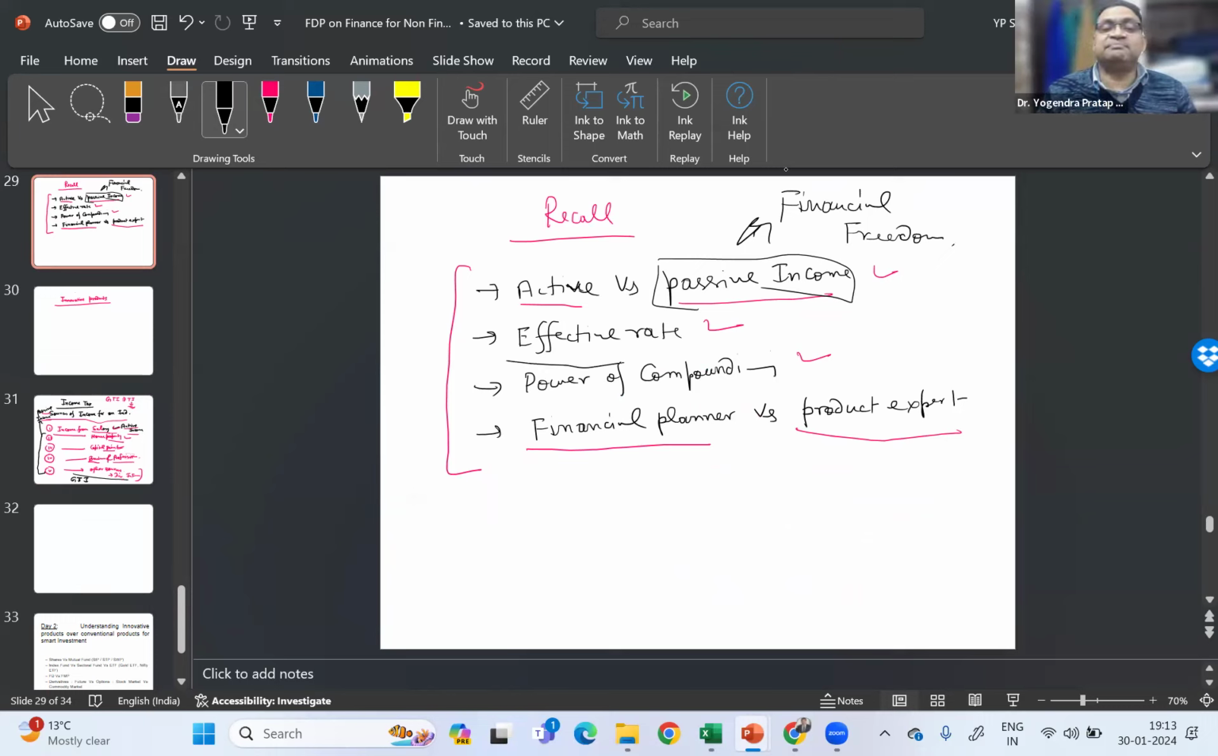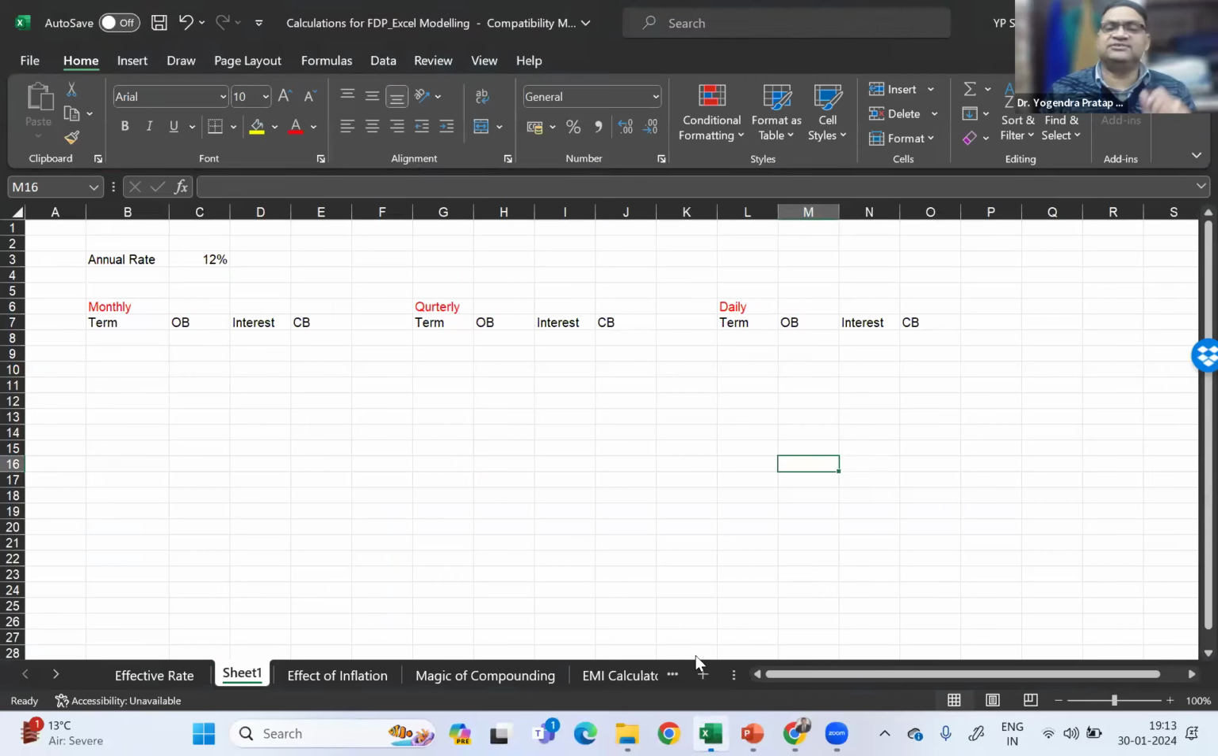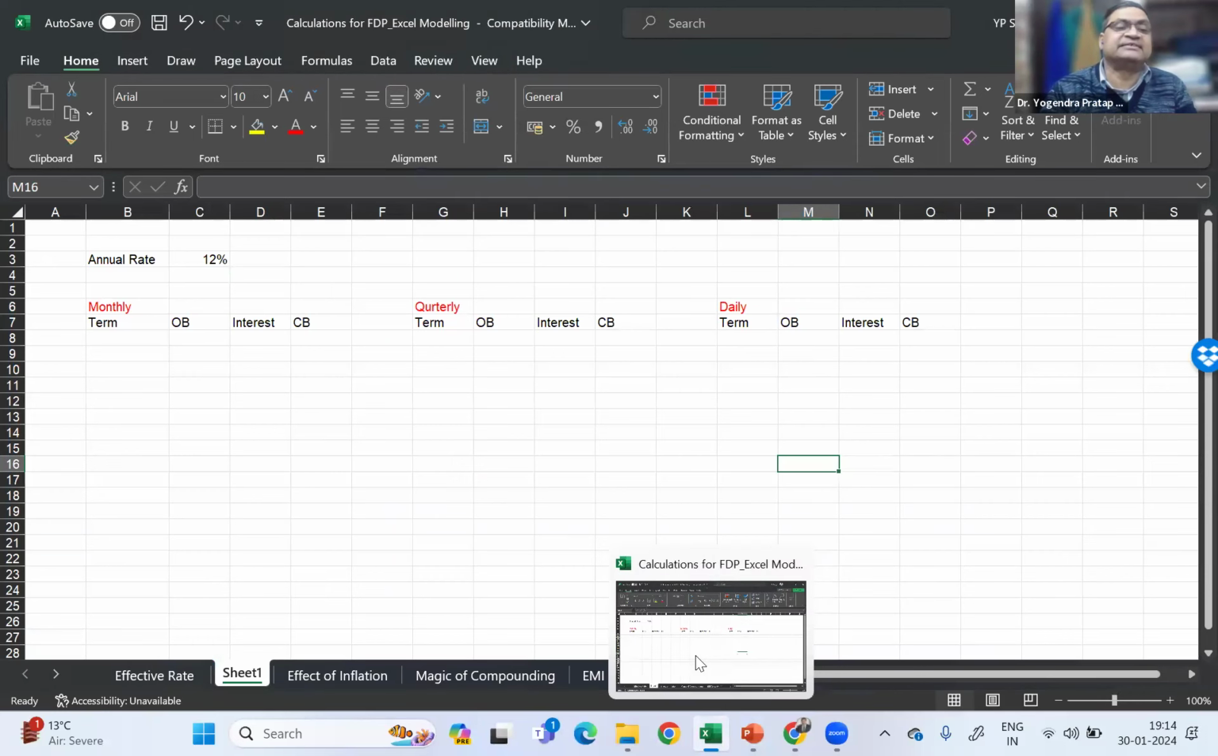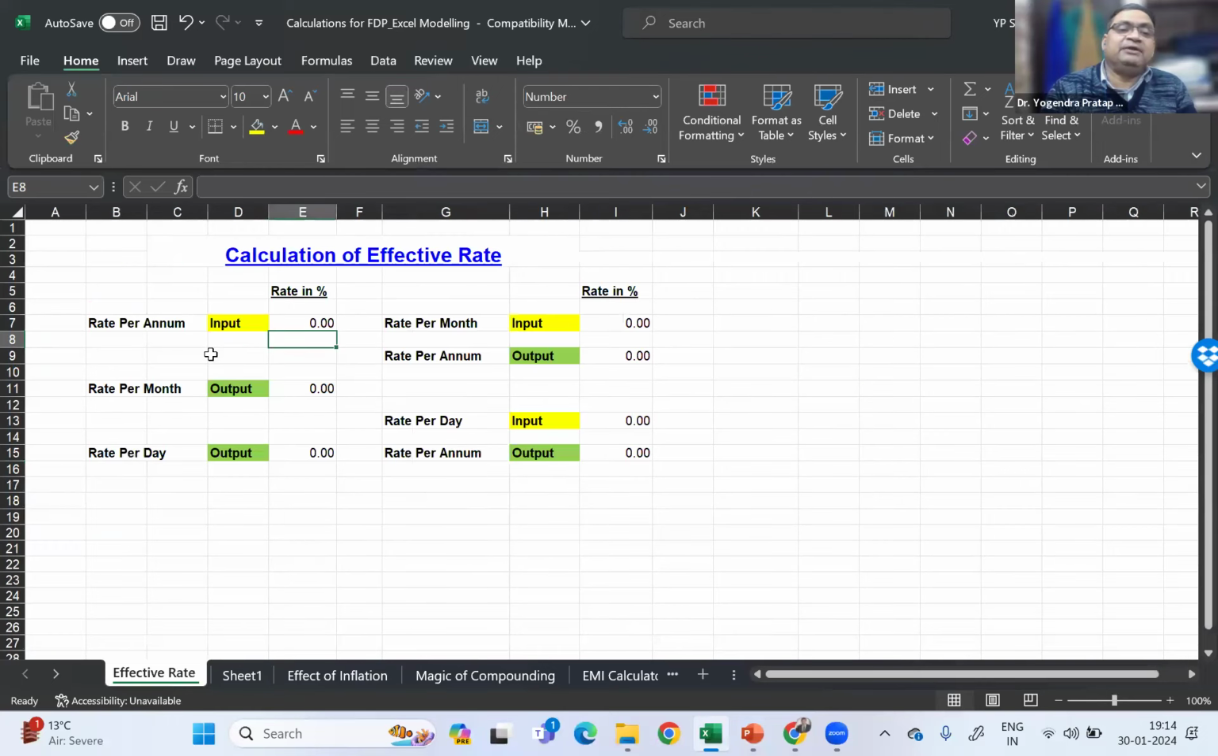Then the second concept I told you, effective rate. Effective rate is very important, because it affects you a lot. I gave you the calculation for the effective rate. I'm just showing one. This is the Excel. Are you getting the Excel sheet? See, suppose, yesterday we did the effective rate. If you are paying monthly, then what will be your monthly return? This is the effective rate.